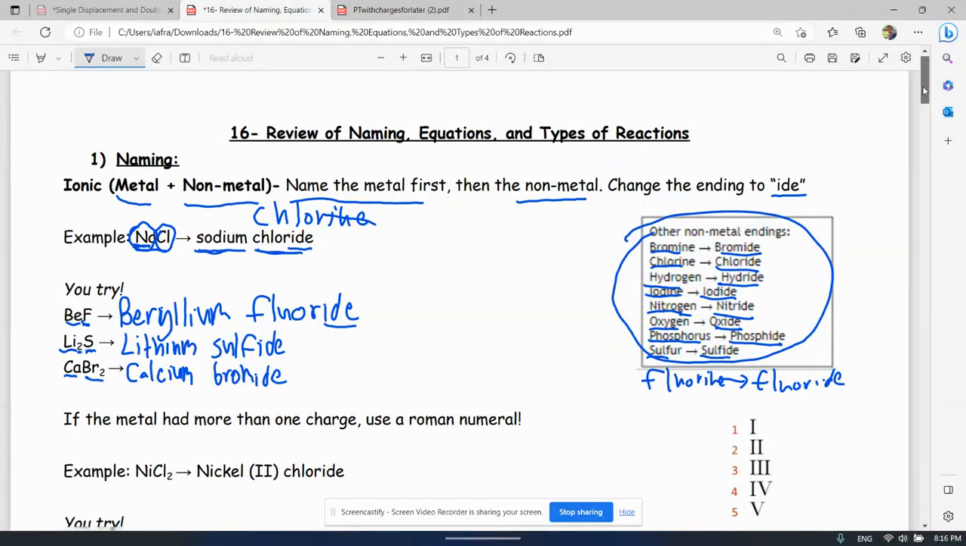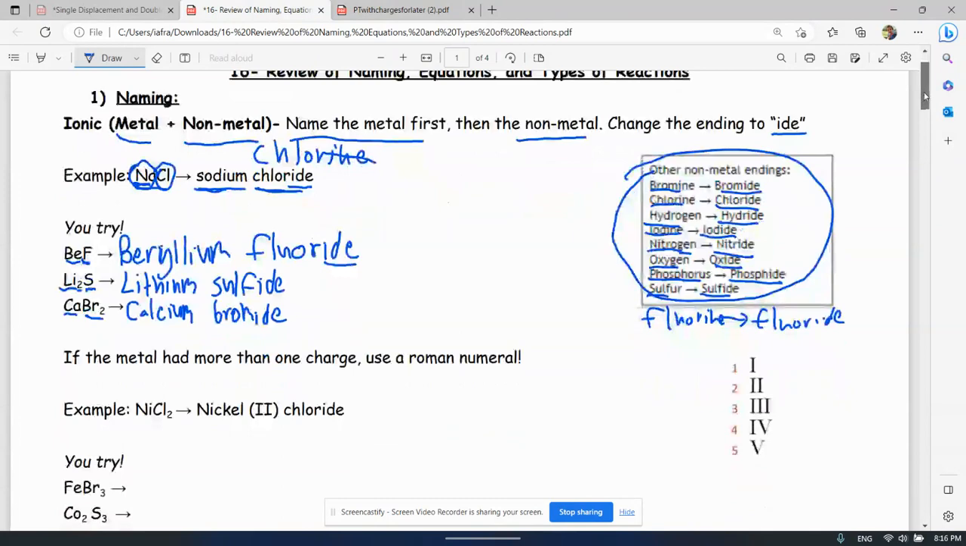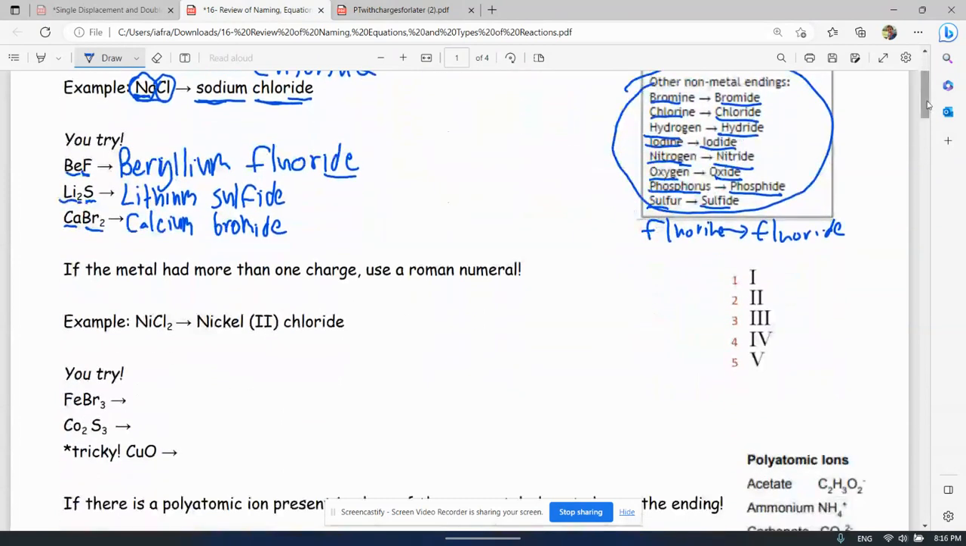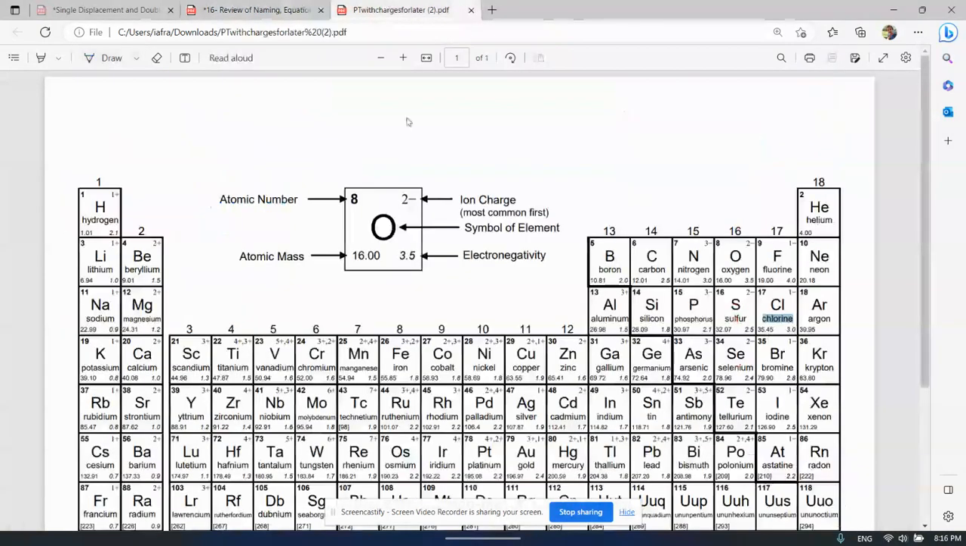Now, we're going to do naming of ionic compounds, once again, metal and nonmetal, but sometimes you'll have a metal that can have more than one charge. So if you go to your periodic table, you'll see there are some metals that have more than one charge, like manganese, iron, cobalt, nickel. And a bunch of metals only have one charge. That's not a big deal, but here we have some that have many charges. When you have metals that have many charges, you have to indicate which charge you're dealing with.